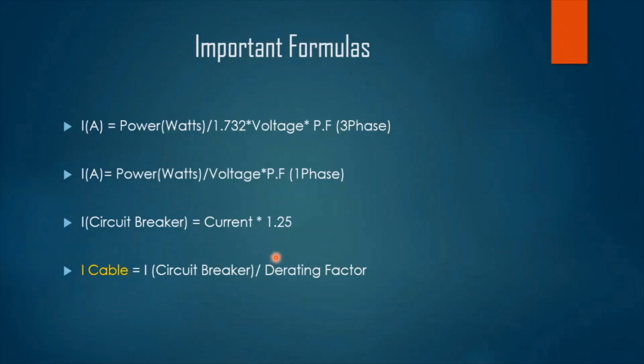Of course, to apply these steps, we are going to use some formulas. These are the formulas that we are going to use when selecting a cable. The first formula indicates the current of the load, which equals power in watts divided by root 3, or 1.732, multiplied by the voltage multiplied by the power factor. And this formula is for a three-phase system. For a one-phase system, the current formula will be power in watts divided by voltage multiplied by power factor. Then this formula is the I circuit breaker. So the obtained current from the one-phase current or the three-phase current will be multiplied by 1.25, which is a safety factor. And finally, the I cable, or the rating of the cable, will equal I circuit breaker divided by the derating factor.